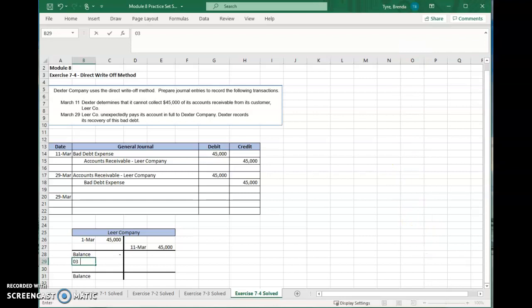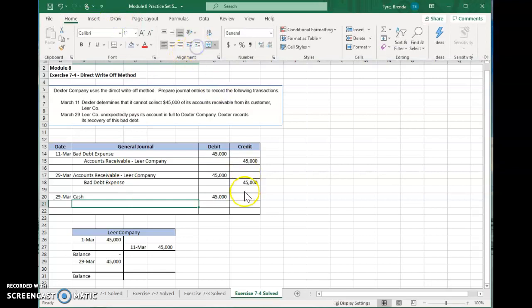Let's go down here and update our subsidiary ledger. So on the 29th, I'm debiting $45,000, putting it back in. And then on the 29th, we also have the receipt of cash for the $45,000, and now we take it out of that accounts receivable.